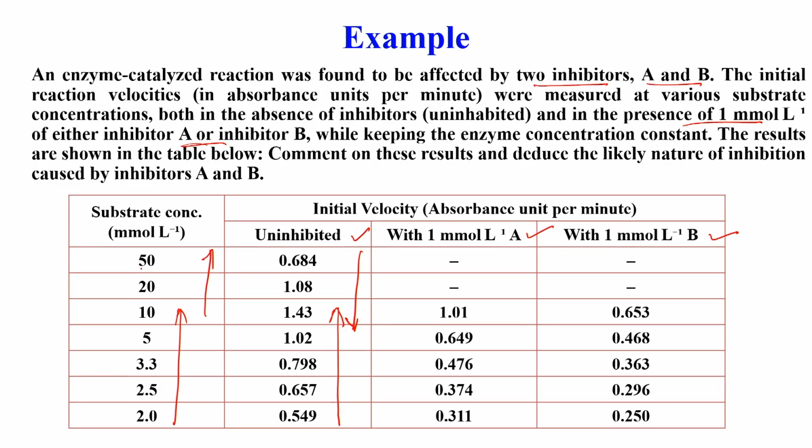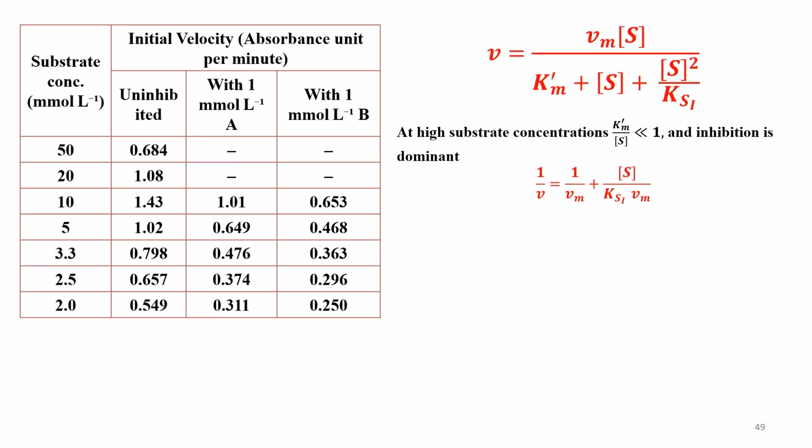Now, what we are going to see here is the substrate inhibition in the range of 10 to 50 millimole per liter. In this range we are observing the substrate inhibition, and once this is substrate inhibition, this is the equation, and this can be rearranged like this.